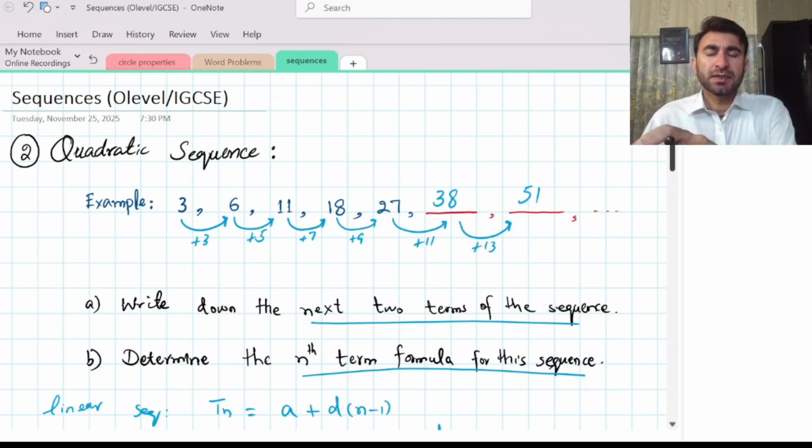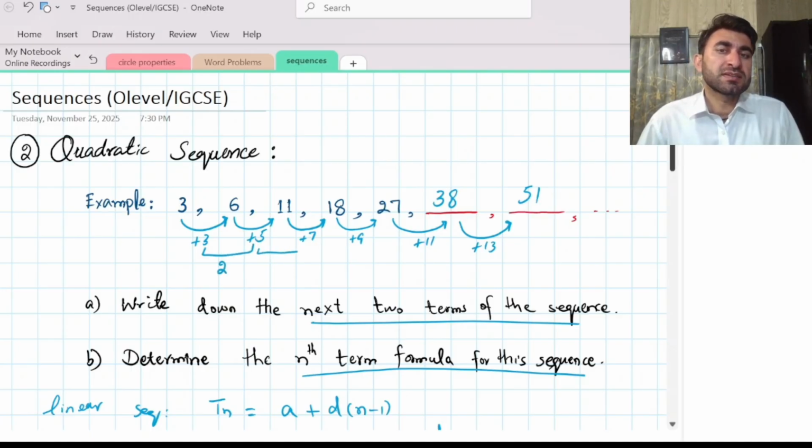Now as we see, this is the first difference sequence: 3, 5, 7, 9, 11, 13, and it is not a constant sequence. So let us take the second difference, and that is 5 minus 3, which is 2, 7 minus 5, it is 2, 9 minus 7, it is 2. So it is a constant sequence, and we will call this second difference d2, and the first term of the first difference will be d1, while the first term of the sequence is always a.